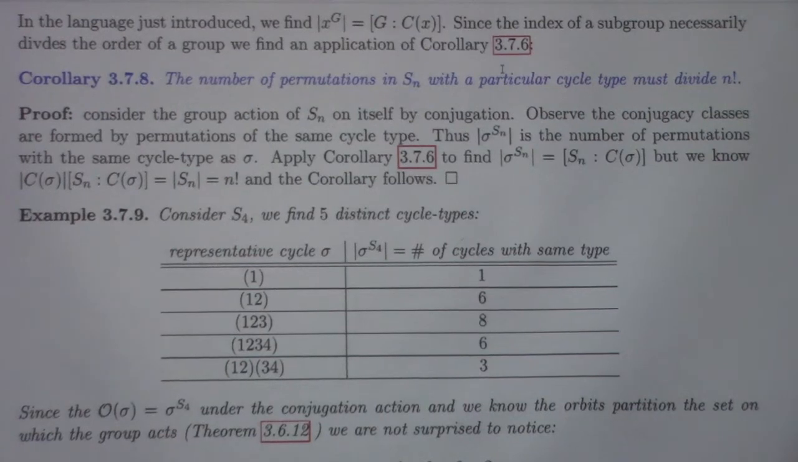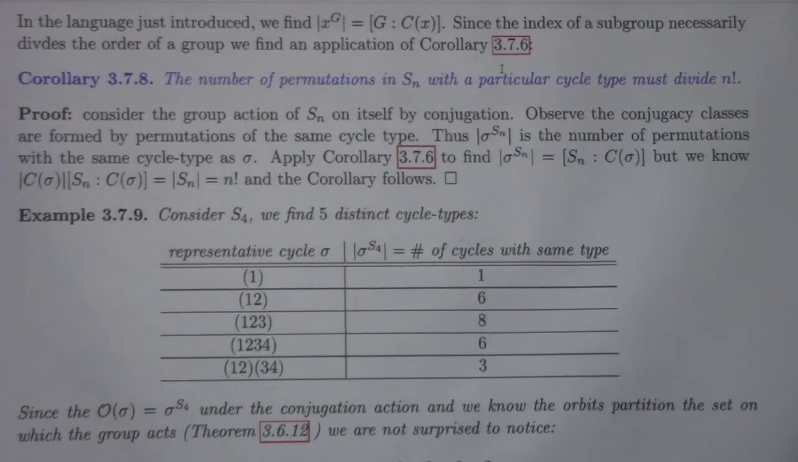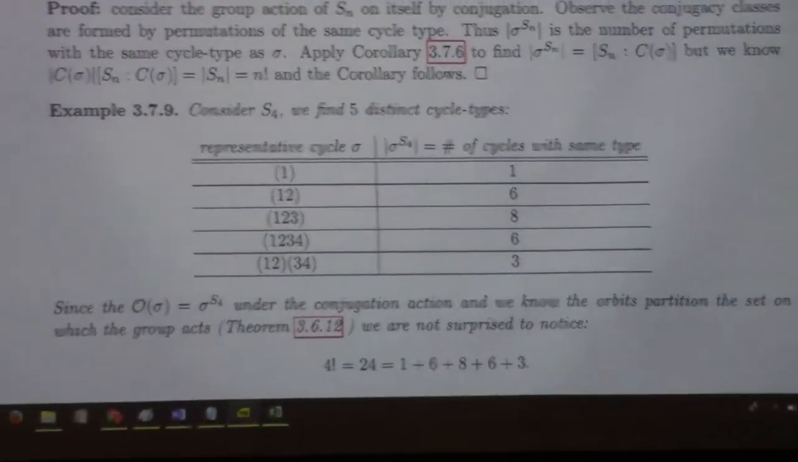So, this is interesting. The number of permutations of a given cycle type has to divide n factorial. That's kind of neat. And also, since these different cycle types form orbits which partition the group of permutations, it must be that the sum of the numbers of elements of each distinct cycle type adds up to n factorial in total.